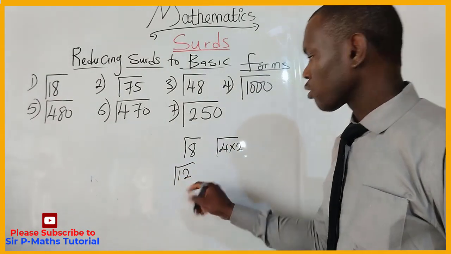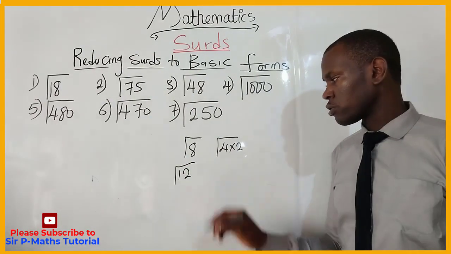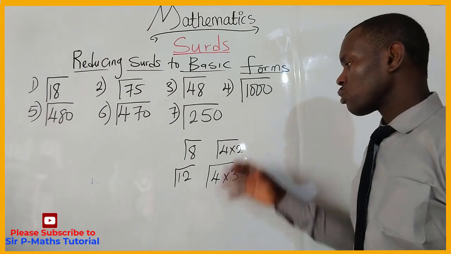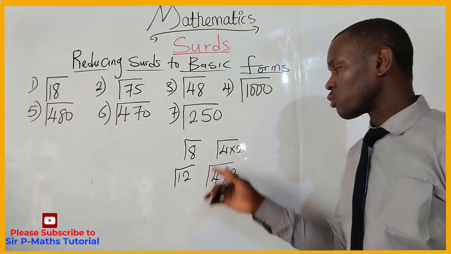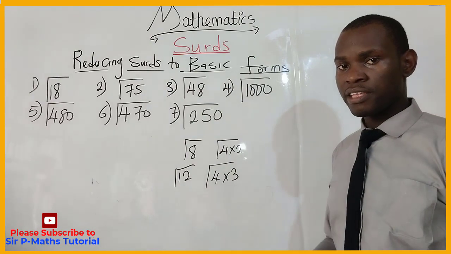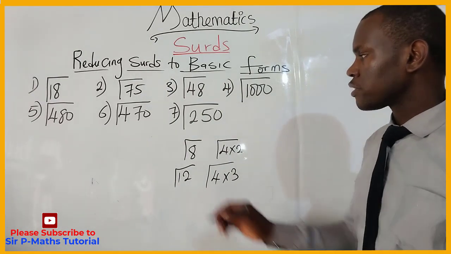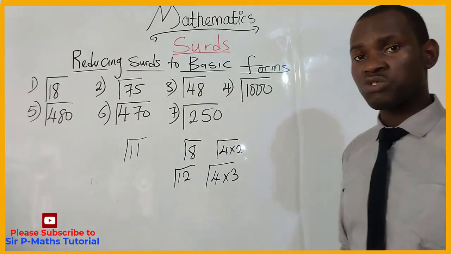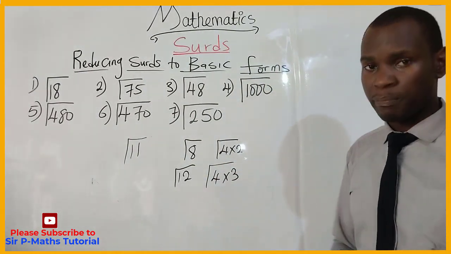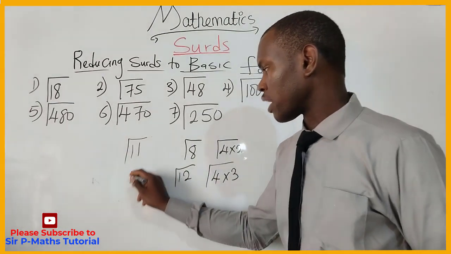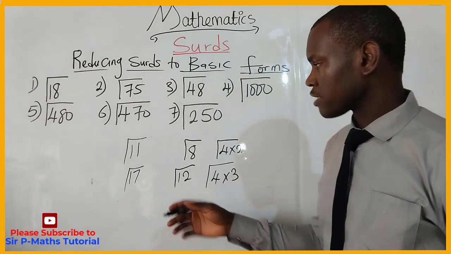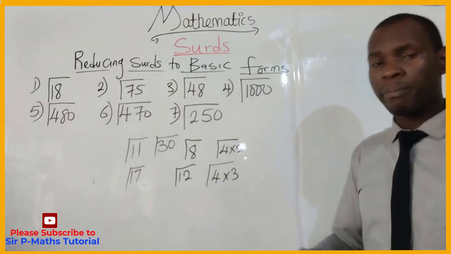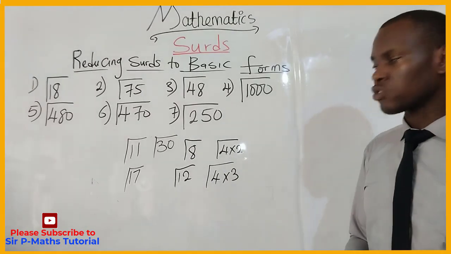Look at 12 also. 12 is not in the simplest form because 12 can be simplified as 4 times 3. So when we reduce a surd to the form that you cannot obtain a perfect square from it again, it is in its basic form. Take an example. I have surd 11. So the 11 cannot be split into any two factors where one of them is a perfect square. Take another example as surd 17. Another example as surd 30. This number cannot be split into any number that is a perfect square.